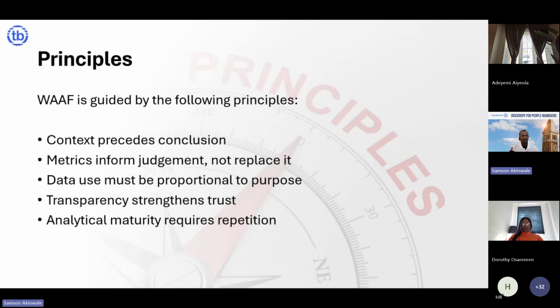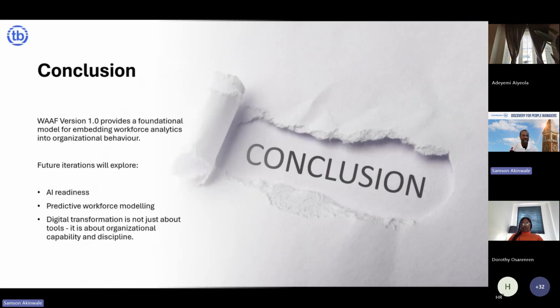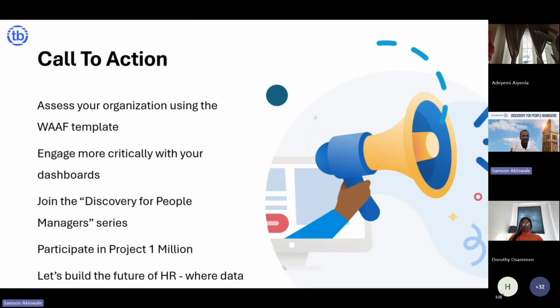So these are the principles. We can follow them up later so that I can also give room for questions or comments. I don't need to say this again. So the call to action finally is, what are you to do from this case study presentation? What is the import of this discussion? You need to start viewing your organization using the WAF template. Where is any difference or any shortfall? And I've dropped the link in there for us to go through and check, then download the file too on your phone or anywhere. What else? Engage more critically with your dashboard.